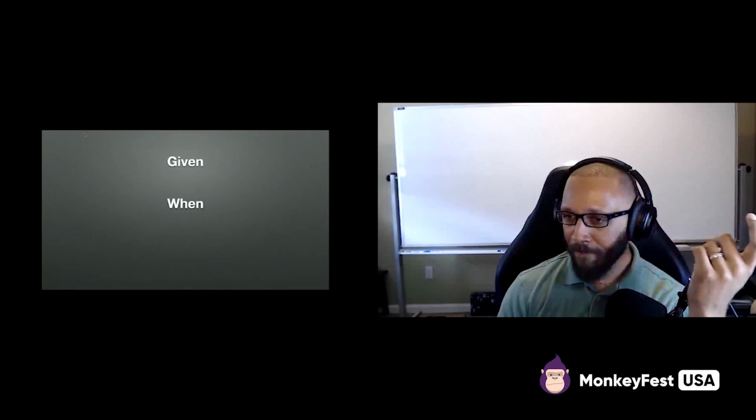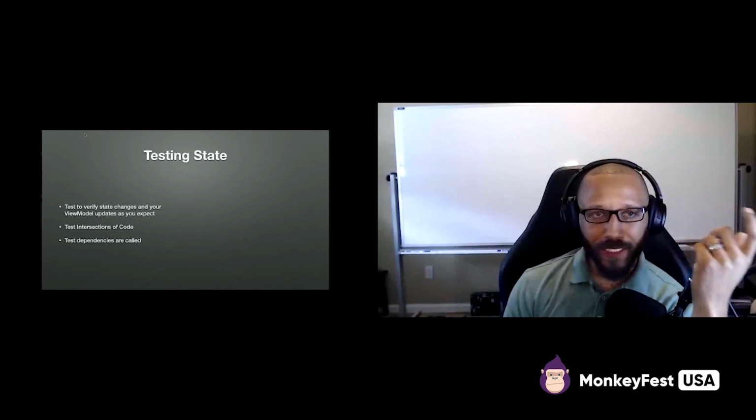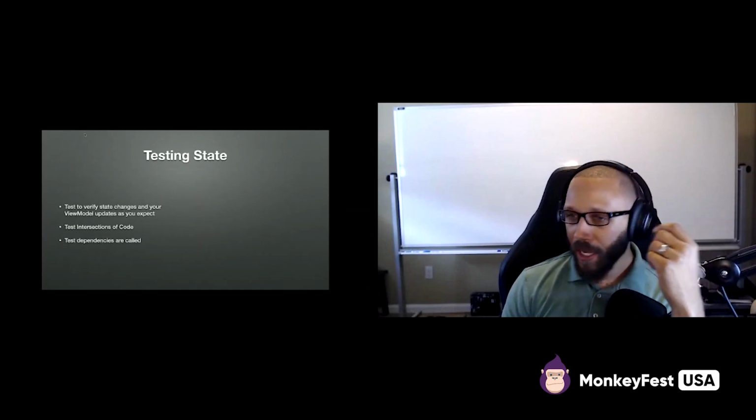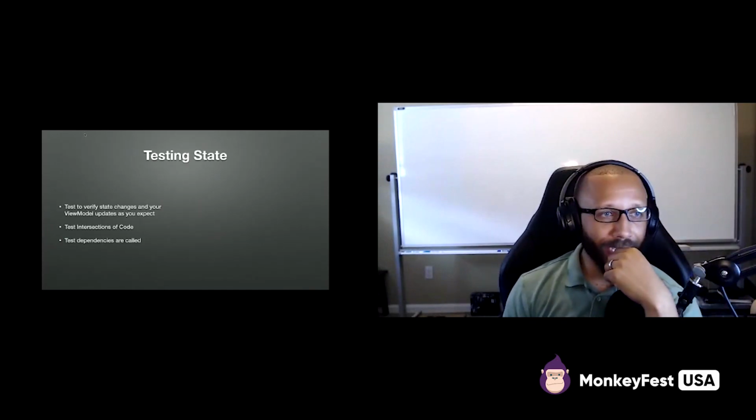So given the current state, when the state mutates, I have an expectation of things, right? Slides are hard. So we want to test state, right? We want to test that state changes the way we expect. We want to test intersections of code.